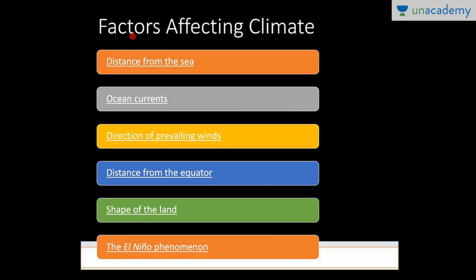Okay, now what are the factors affecting the climate? Distance from the sea, ocean currents, direction of prevailing winds, distance from the equator, shape of land, and El Nino phenomena. These are the natural factors. Now, apart from the natural factors, there are anthropogenic factors that also affect the climate. So let's discuss each in detail.